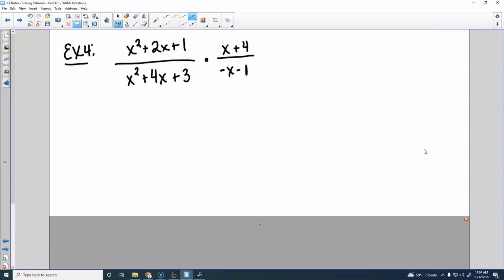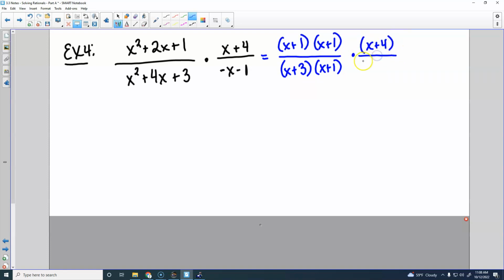So let's factor first, and then we'll worry about excluded values because it makes it a little easier if we factor first. So if we factor first, this will be x plus 1 times x plus 1 over x plus 3 times x plus 1. And then we'll be multiplying that by x plus 4 over negative x minus 1.